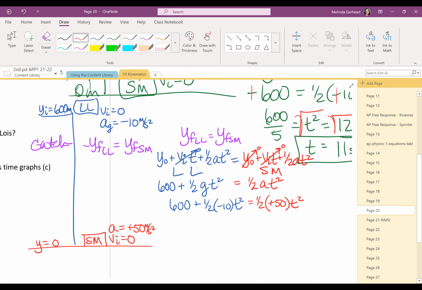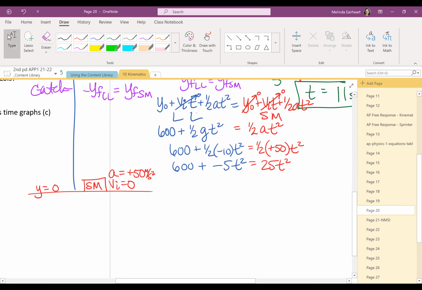And so I started out putting them equal. And so 1/2 of 50, 25. 1/2 of -10. And what algebra do we do next? Combine like terms, so add 5T squared to both sides. And we get 600 equals 30T squared. Almost there.